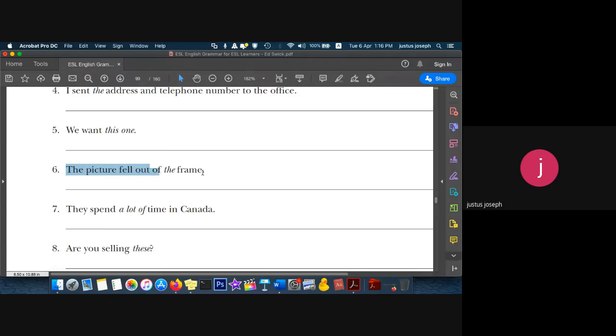The picture fell out of the frame. The picture fell out of its frame. Very good.